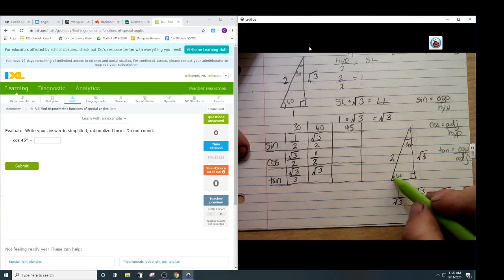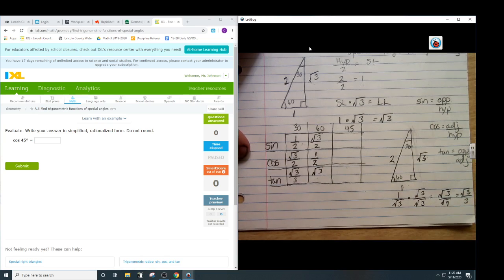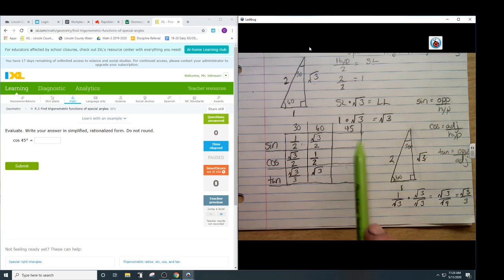Because think about it, guys. Opposite over adjacent. Opposite over adjacent. Okay? That's how I got this right here. Alright. Now, we can't answer the 45 degree column here because we don't have a 45 degree triangle. So what we're going to do, we're going to have to make one.